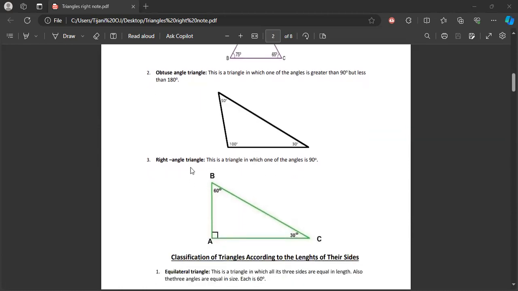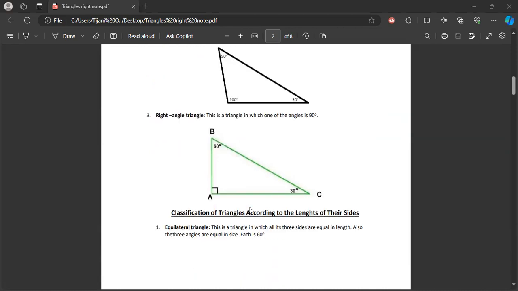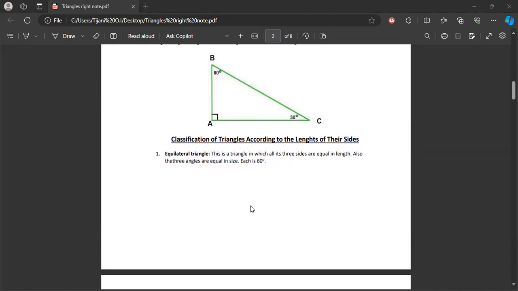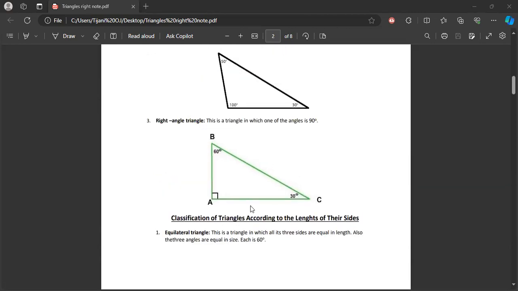Then we also have right angle triangle. For right angle triangle, one of the angles is 90 degrees. So as you can see here, this is 90 degrees, this angle is 60 degrees, this is 30 degrees. Since one of the angles is 90 degrees, it means that this triangle is a right angle triangle. Then that's all about classification of triangles according to the size of the interior angles.